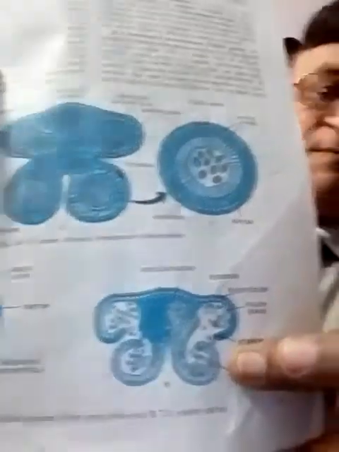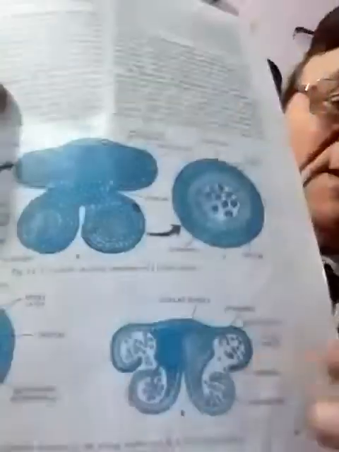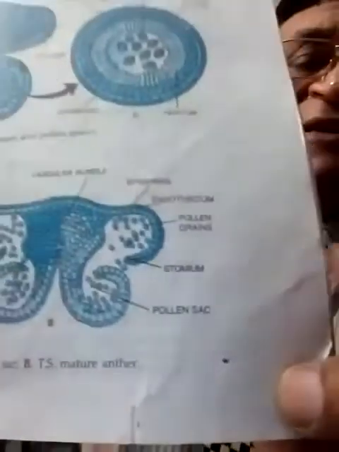Dehiscence of the stamen. From the stomium, the pollen grains are given out, and they are scattered and they fall on the stigma by the wind, by the natural process, or by the other agencies which help in pollination. It may be wind, it may be water, it may be insect, etc. Then the pollen grain is made of a very thick outer layer, the exine, and an inner layer, the intine. This is all about dehiscence, pollen grain, the male part of the flower.